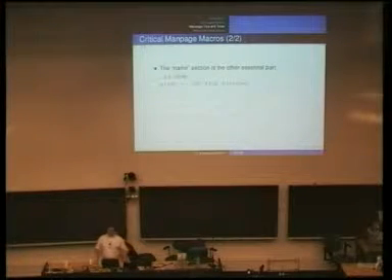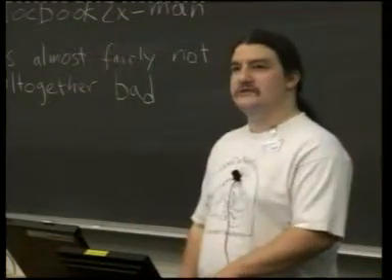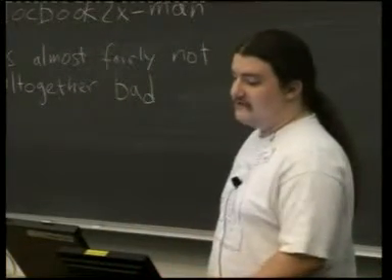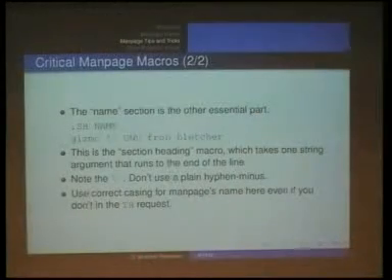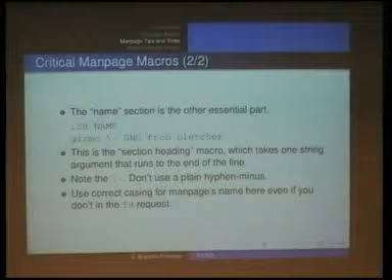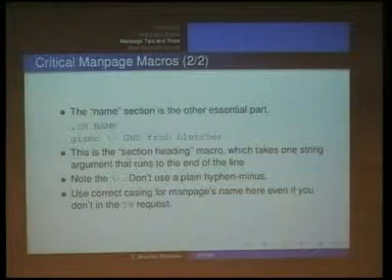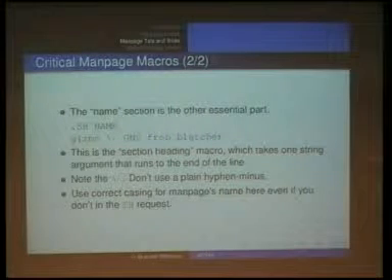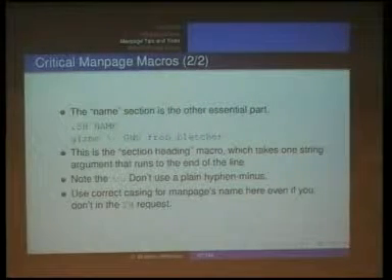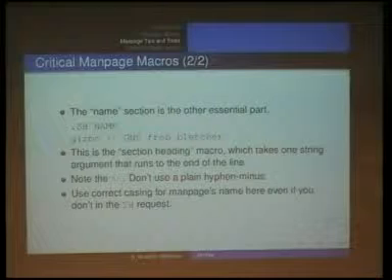The NAME section is the other essential part, and this gets screwed up a lot, and in Debian you will occasionally see bugs filed against this. This is the section heading macro, as I already covered. It takes a string argument that runs to the end of the line. Note the hyphen-minus. That's really important because ManDB scans, it needs to find that hyphen-minus so that it knows what to use for the description of the command.